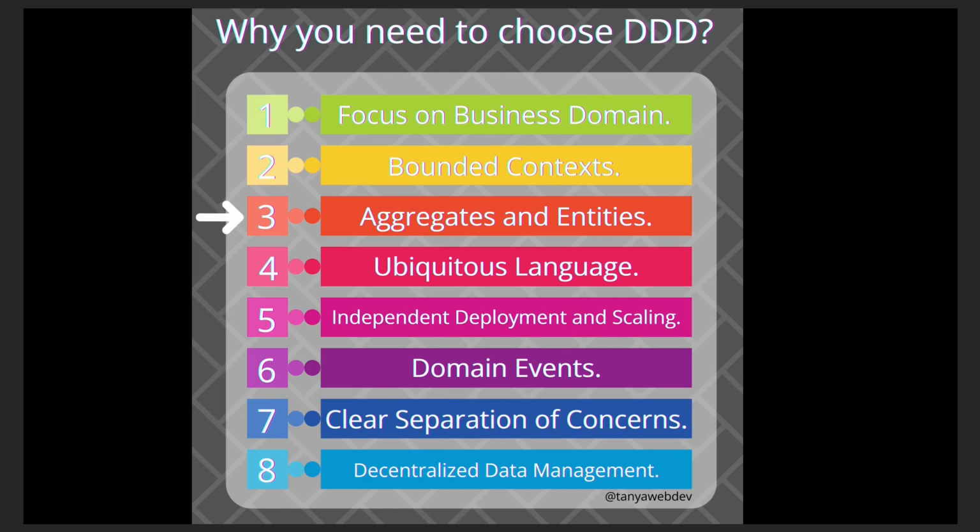Third, aggregates and entities. DDD encourages defining aggregates and entities, which are fundamental building blocks in modeling the domain. In a microservice context, each microservice can encapsulate its aggregates and entities, ensuring better encapsulation and reducing the risk of leaking internal details to other services.